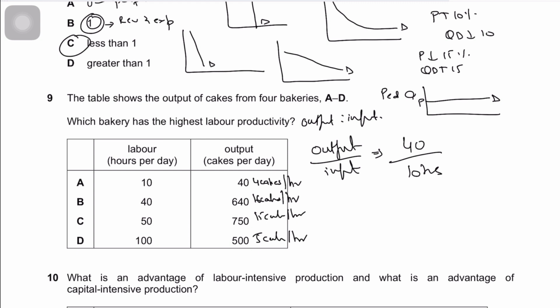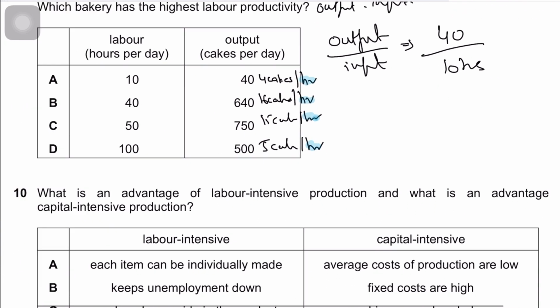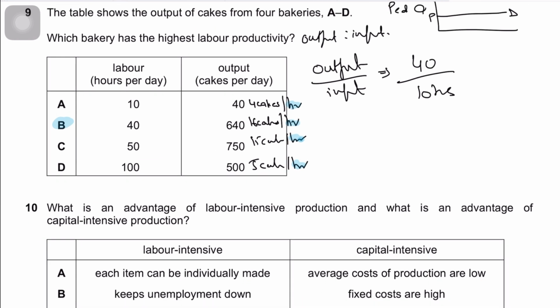By dividing by input, you've calculated the output per hour for every bakery. And now you can see that bakery B has the highest level of labor productivity, because as compared to bakery A, C, and D, bakery B is producing the highest number of cakes per hour. So that is what labor productivity is telling you. It's a measure of efficiency, which means that bakery B is more efficient. Maybe the workers are specialized, more trained, educated, more skilled, division of labor is taking place, or maybe they're using highly technologically advanced machinery.